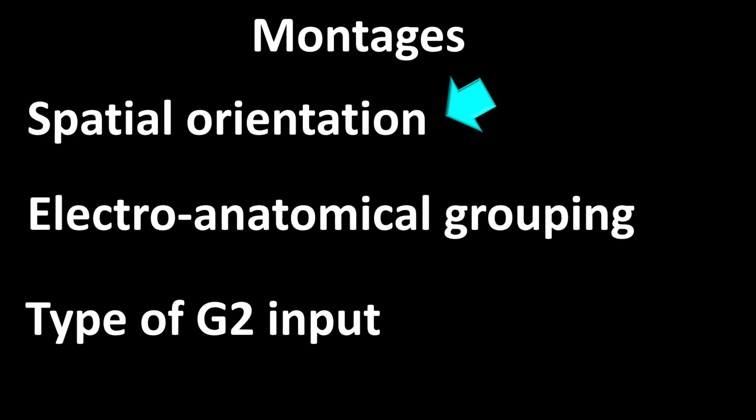The first one is based on spatial orientation. The second one is based on anatomical grouping. And the third one is based on the type of input going into the reference arm, usually called G2 input of the differential amplifier. The G stands for grid. Currently, most people will use the term E for electrode.